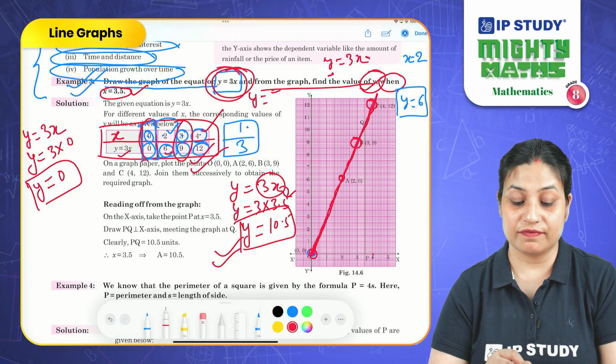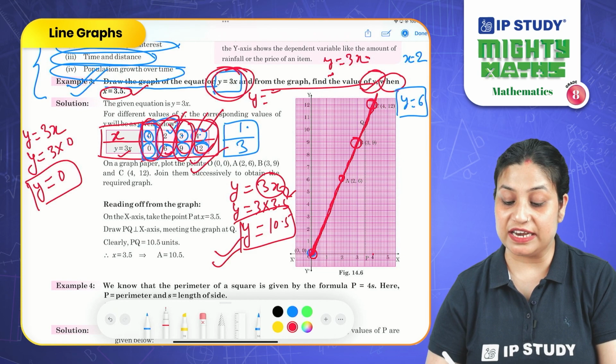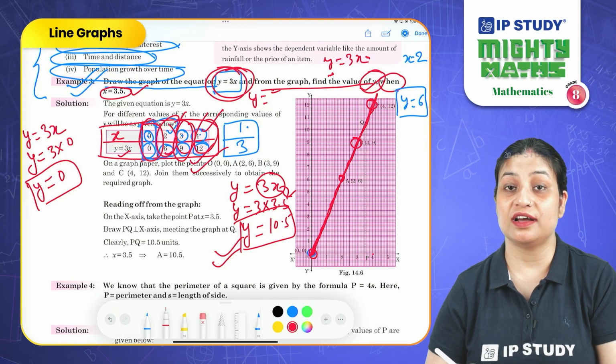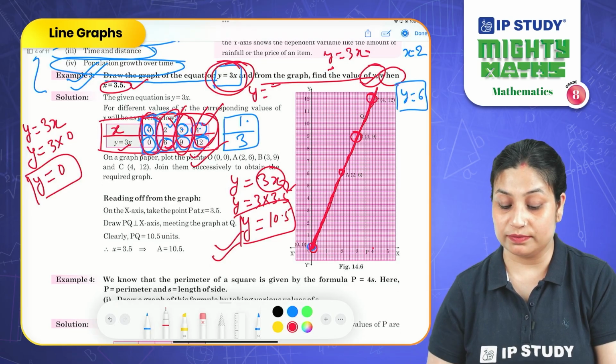And then what we have done, we have plotted these ordered pairs on the graph paper, and when we connected these points, we get a straight line, a line graph. So I hope this is understood to you.